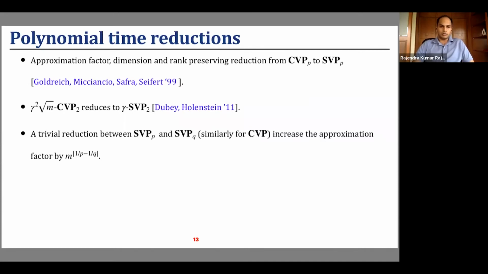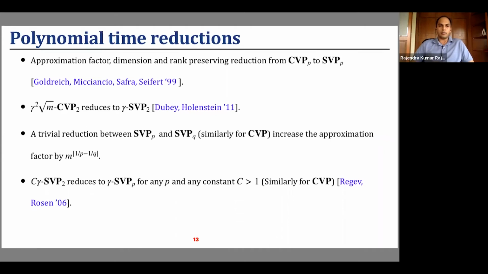And there was nothing much known till Regev and Rosen came up with a norm embedding idea and showed that C times gamma approximation of SVP in the L2 norm reduces to gamma approximation of SVP in the L_p norm, where C is a constant. But this reduction has a drawback: there is a super constant increase in the dimension, at least when p is greater than 2. And this reduction only holds from the L2 norm to the L_p norm. So if we are interested in a dimension preserving reduction, then this reduction is not good for us. So this is all that is known about polynomial time reductions between CVP and SVP.